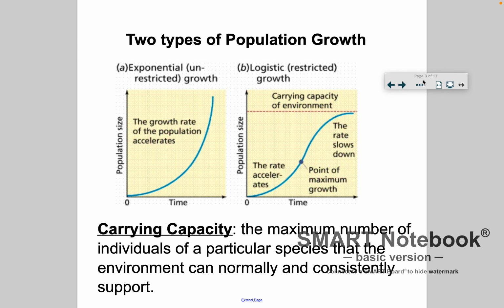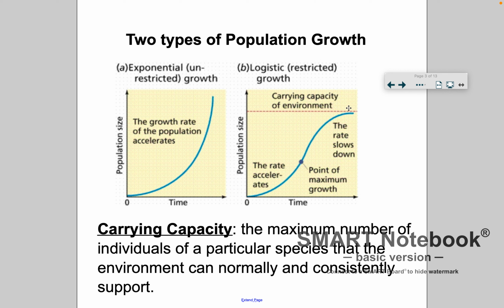Populations do grow, and there's two ways to describe that growth. You can call it exponential, the J-shaped curve, and then the other one is logistic, and that is the S-shaped curve. With the exponential, conditions are perfect, lots of resources, and the population rate just takes off. With the logistic, it accelerates very quickly, and then it's going to start to slow down because maybe resources start to be depleted. And it's going to reach something called the carrying capacity.